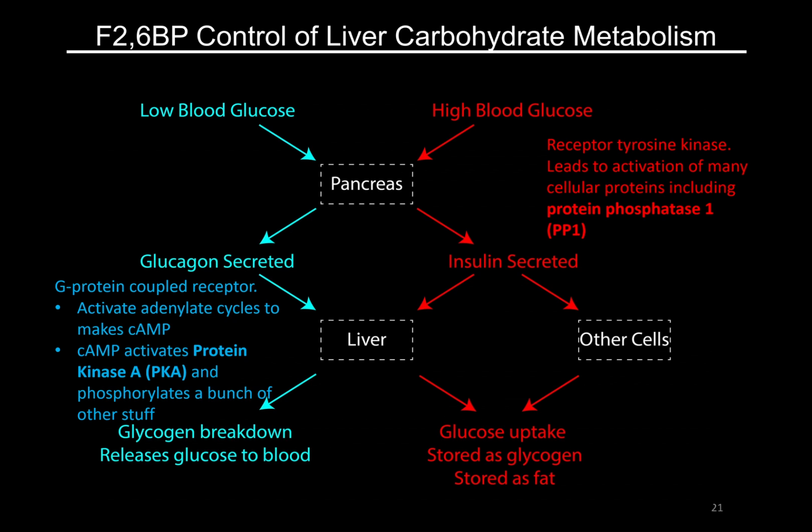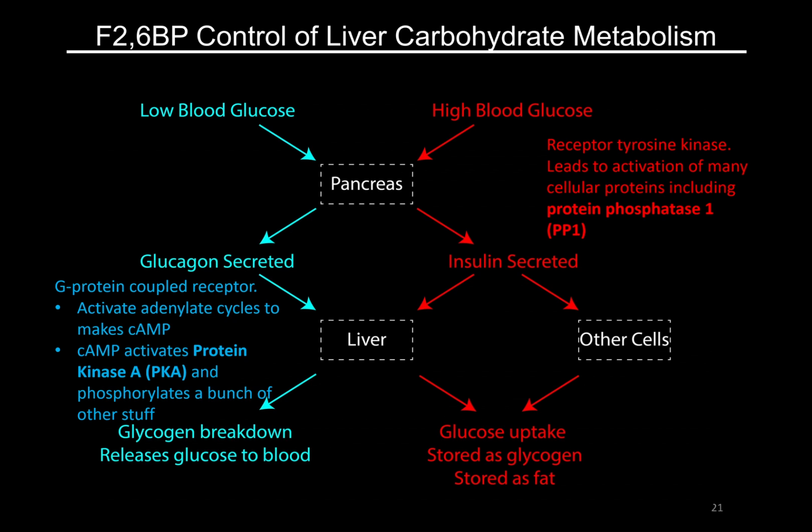I saw her mouth it, right? It's a tyrosine kinase. And ultimately, the tyrosine kinases do a ton of things. One of the things that they do is they activate protein phosphatase 1. Insulin activates phosphatases in the cell. Commit that to memory. Insulin activates phosphatases in the cell.